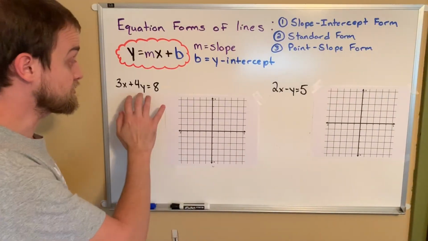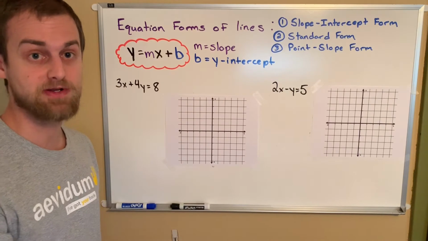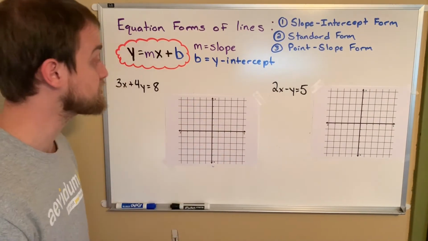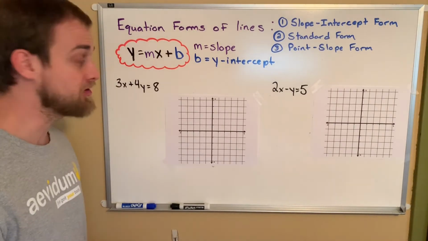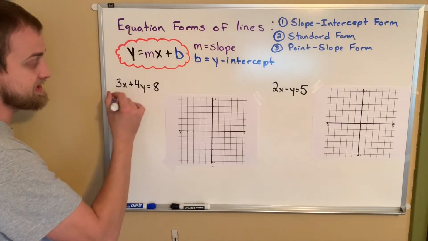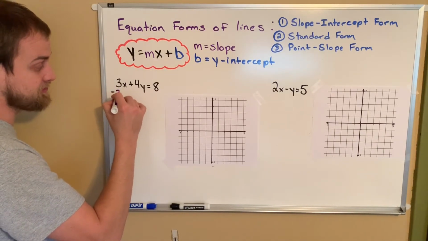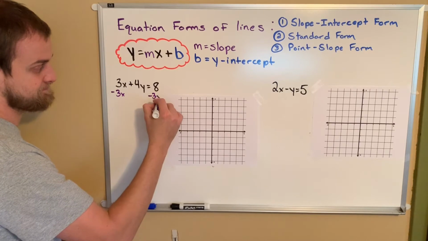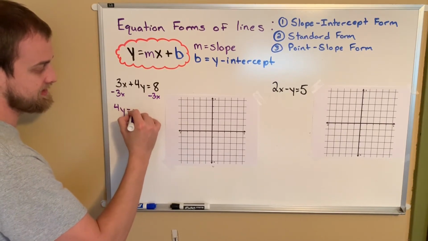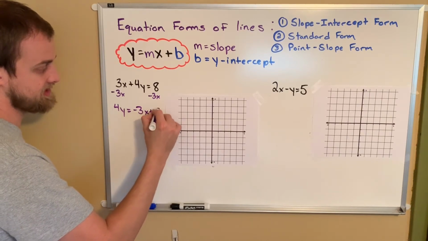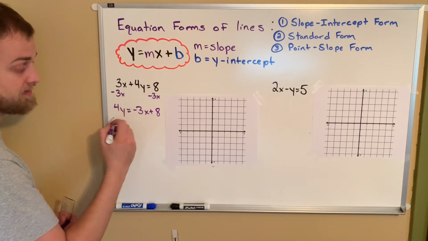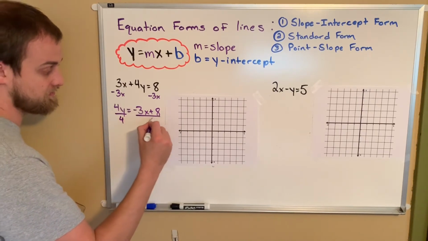For our last two examples, notice that these equations are not in slope-intercept form. So remember, to convert things to slope-intercept form, simply put, we need to solve these equations for y. So let's do that. We see a positive 3x term, so we'll subtract 3x. We're going to be left with 4y equals negative 3x plus 8. Now, again, this is 4 times y, so I need to divide by 4 on both sides.